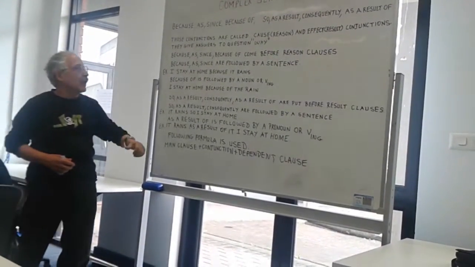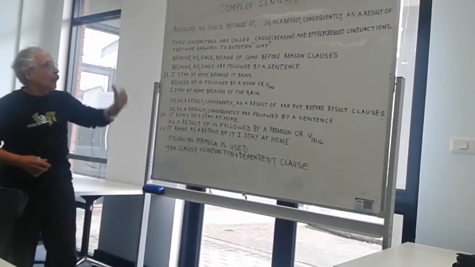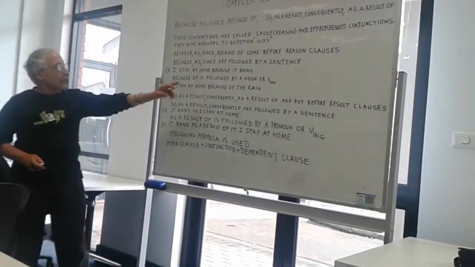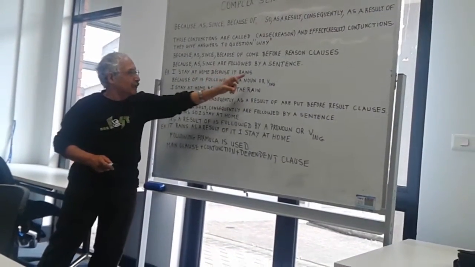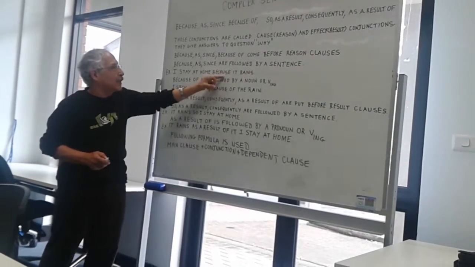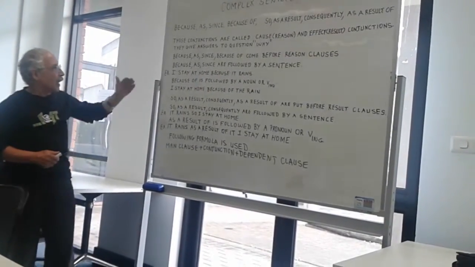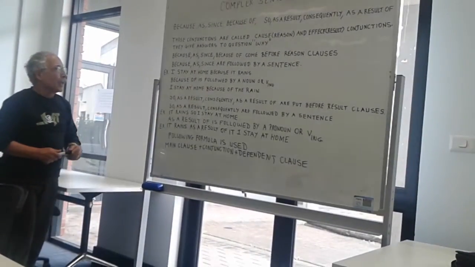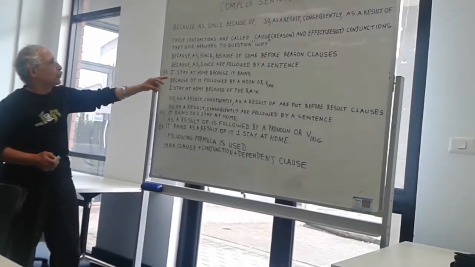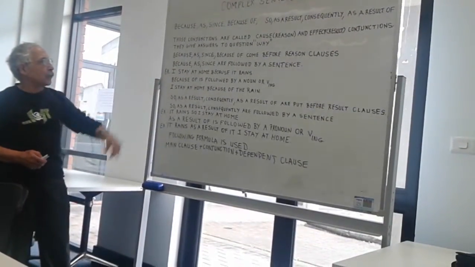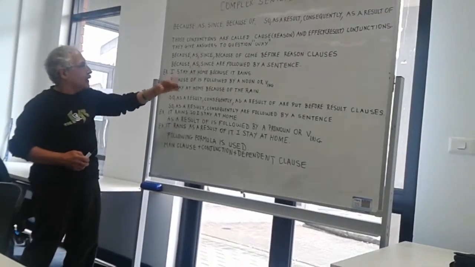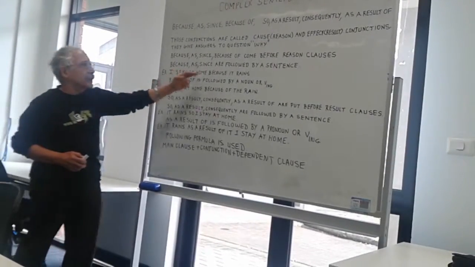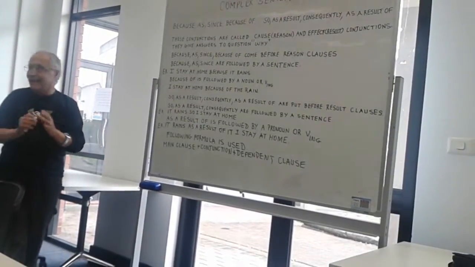I stay at home. Then the reason comes. Why do I stay at home? Because it rains. So because this is the reason clause, and because it's the beginning of the reason clause. I stay at home. Why? Because it rains. Instead of because, we can put as or since. I stay at home as it rains, or I stay at home since it rains. They have the same meaning.